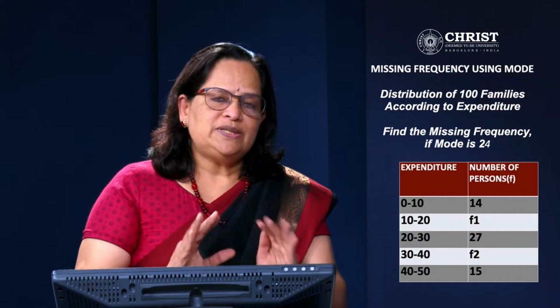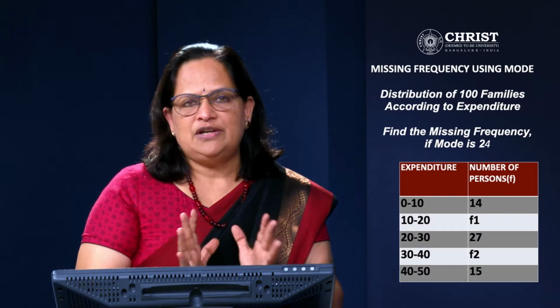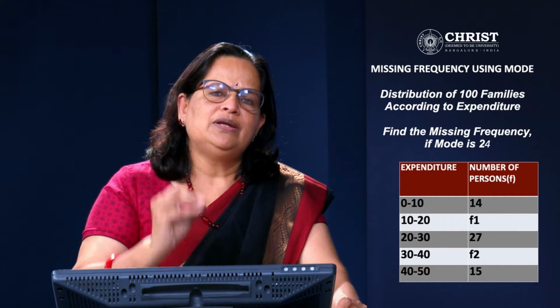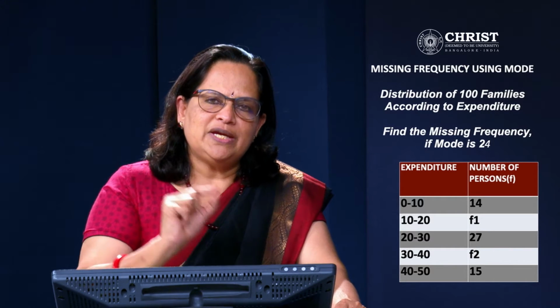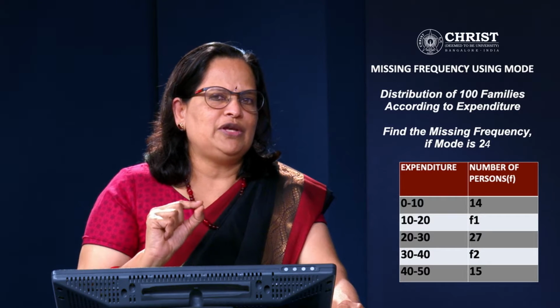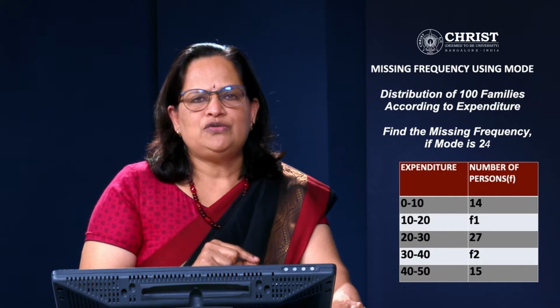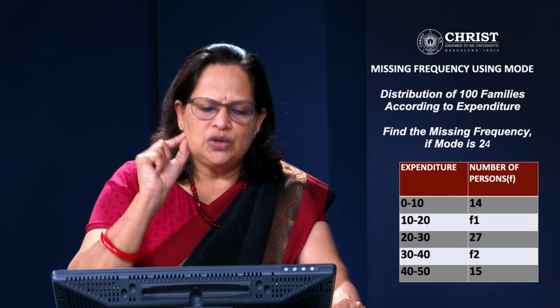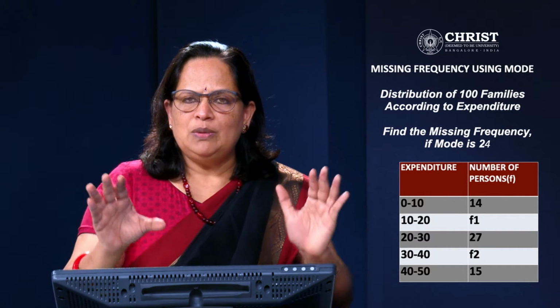First thing you have to remember, it's given that there are 100 families. So we can form one equation, and after computing the first missing frequency, we can substitute that value in that equation, and then we can find out the second missing frequency. So this is the first step you have to do. 100 families meaning N is equal to 100. So now we have to do the cumulative frequency.